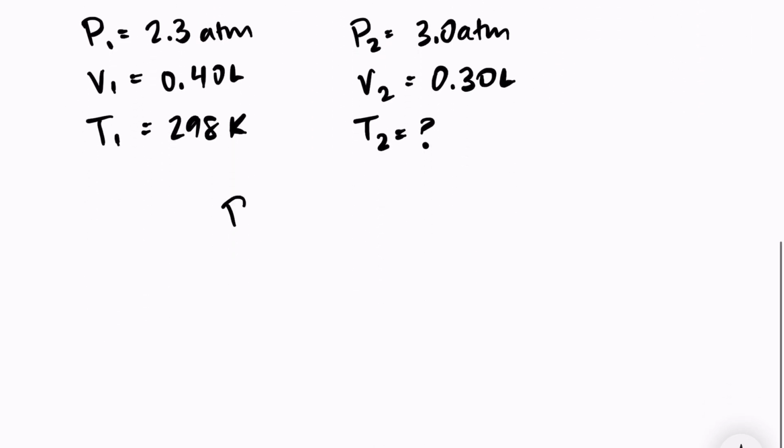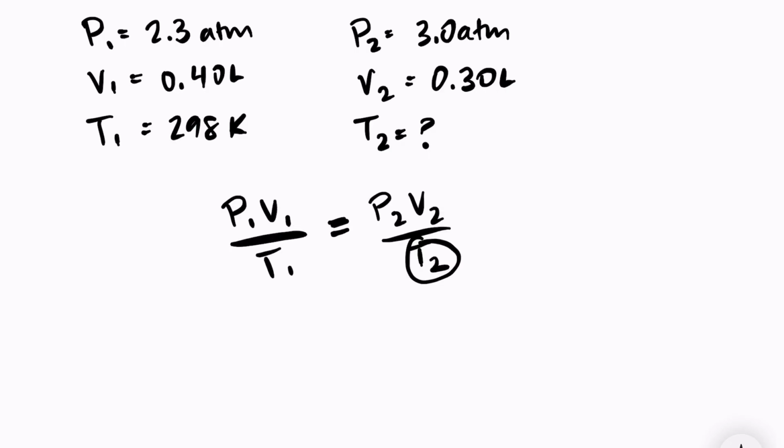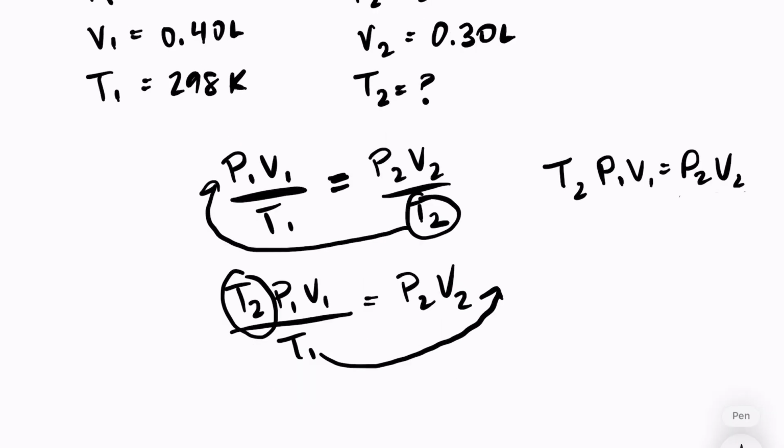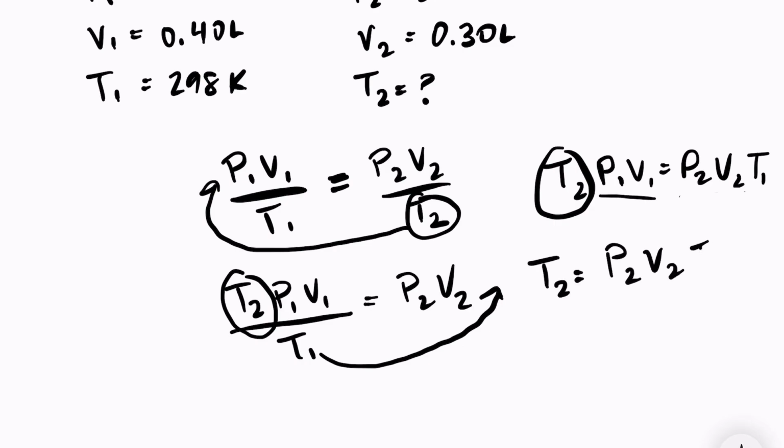So we need to rearrange our formula to solve for T2. The first thing I'm going to do is multiply it to the other side. So I have T2 times P1 V1 over T1 equals P2 V2. And then we just want to get T2 by itself, so I'll multiply my T1 over to the other side. And then the last thing that I want to do is divide by P1 V1 so that my T2 is left by itself. So I have T2 equals P2 V2 T1 over P1 V1.